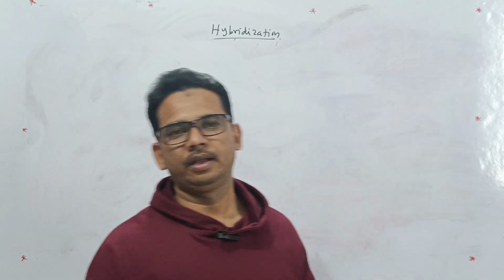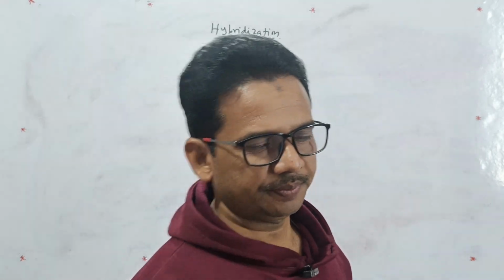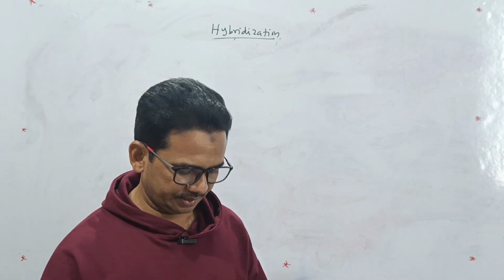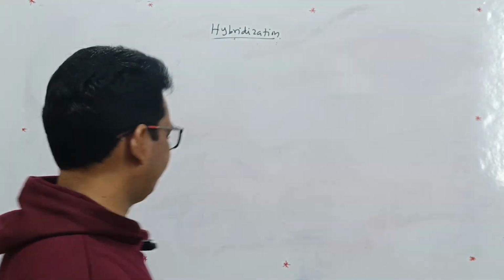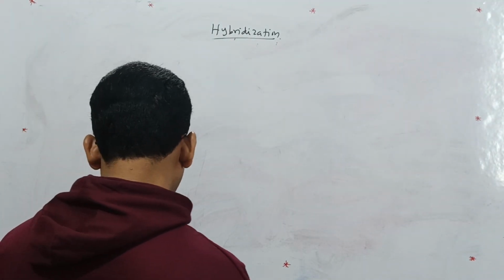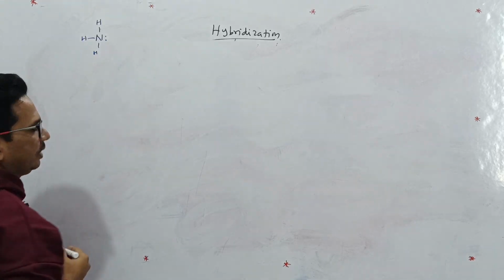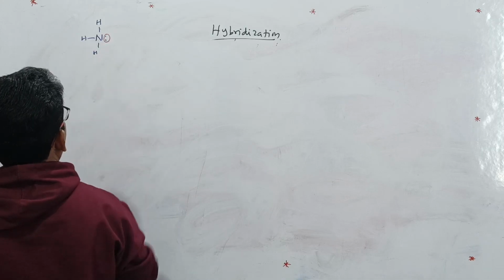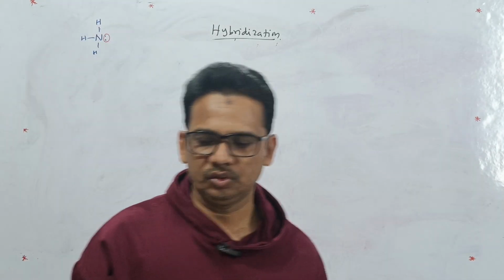Hi friends, now we are going to discuss the hybridization of nitrogen. In the last class, we discussed the hybridization of carbon, but here we are going to discuss nitrogen. For example, you can take ammonia. Always, for nitrogen, we show the lone pair of electrons. Remember that.